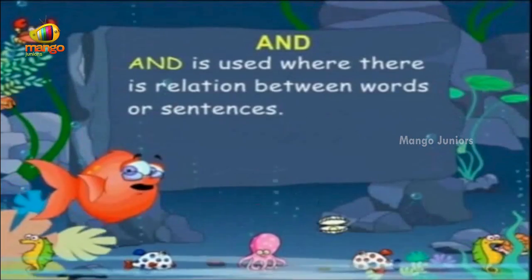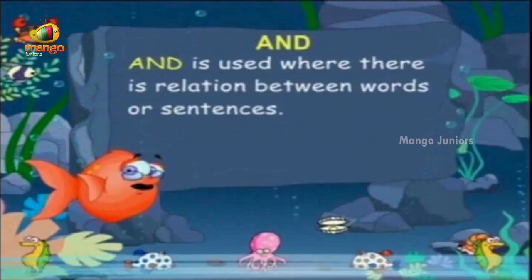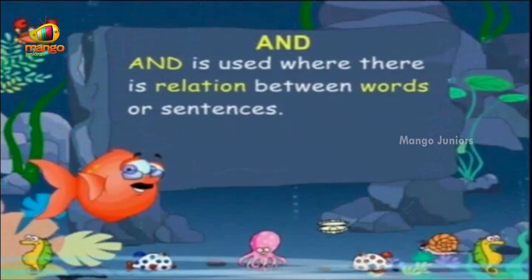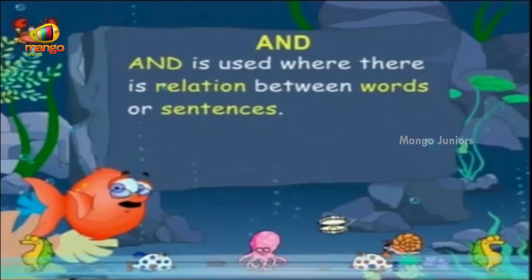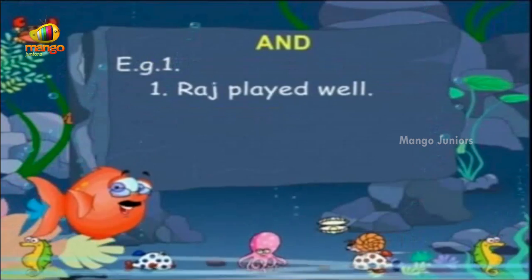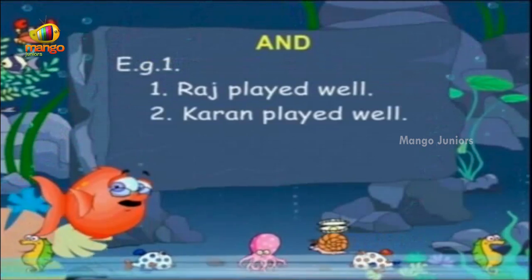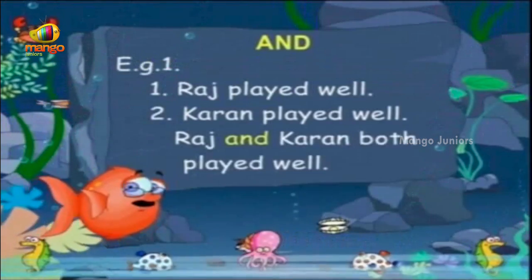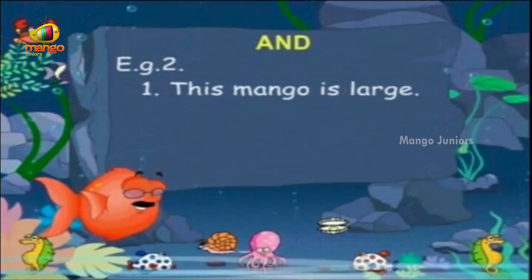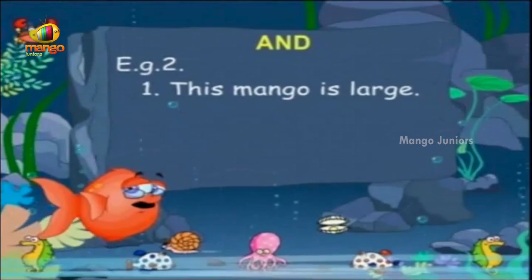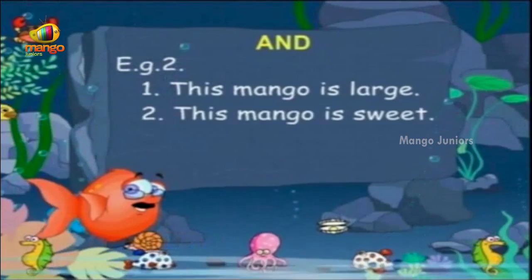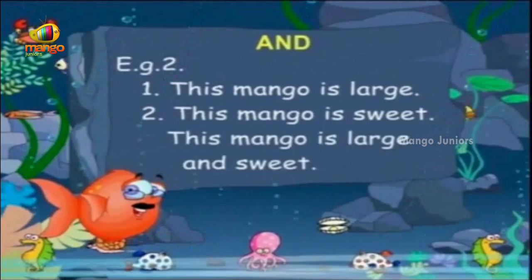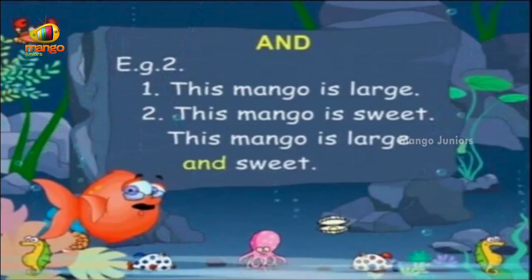The word and is used where there is a relation between words or sentences. Example, Raj played well. Karan played well. Raj and Karan both played well. This mango is large. This mango is sweet. This mango is large and sweet.